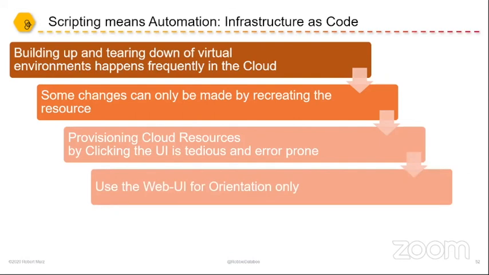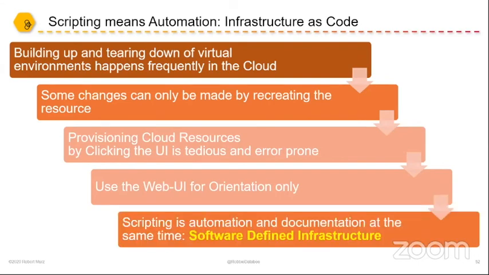So my advice is to use the web interface for orientation only, just to see what is possible, what you can do, and what the correct terms are for the things you want to do. And then script everything. Scripting is automation and documentation at the same time. If you script the setup of your network or your virtual environment with virtual machines, you have it automated and documented at the same time. And this is really the bare definition of software-defined infrastructure.